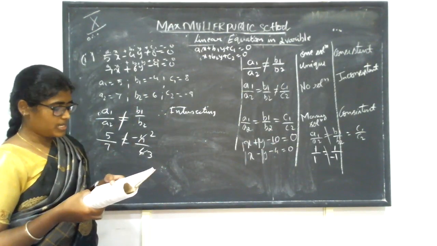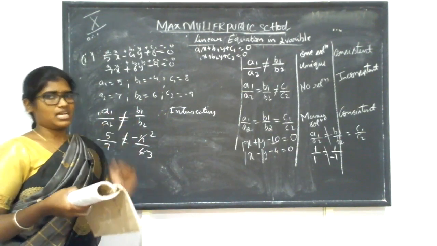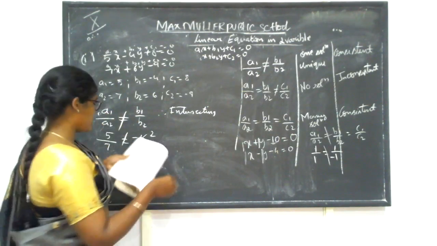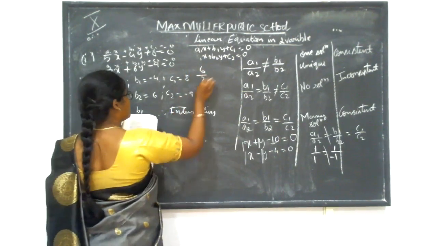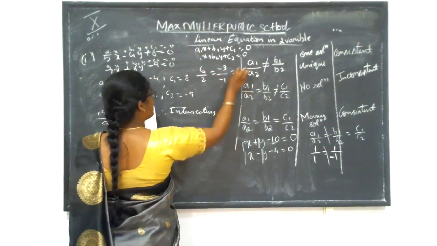Then it is 6 by 2. 6 by 2 is what? 2 ones are 2, 2 threes are 6. Then it is minus 3 minus 1. See, what is it? 6 by 2 is equal to minus 3 minus 1, which is equal to 10 by 9.